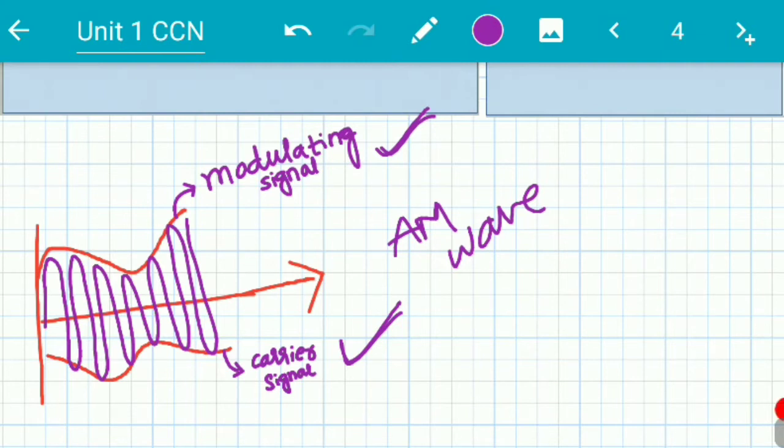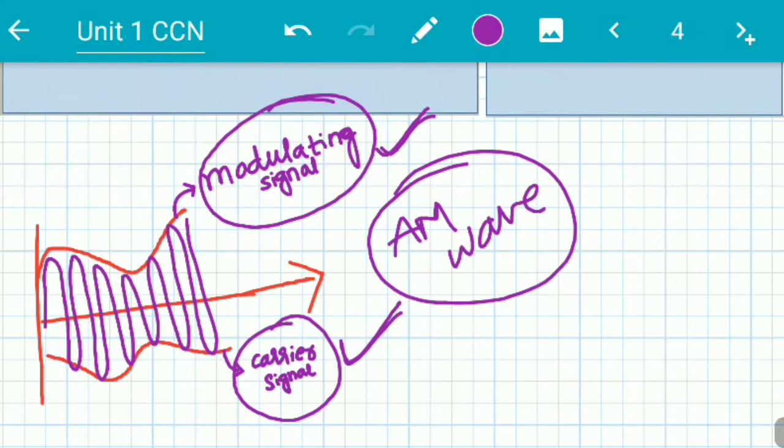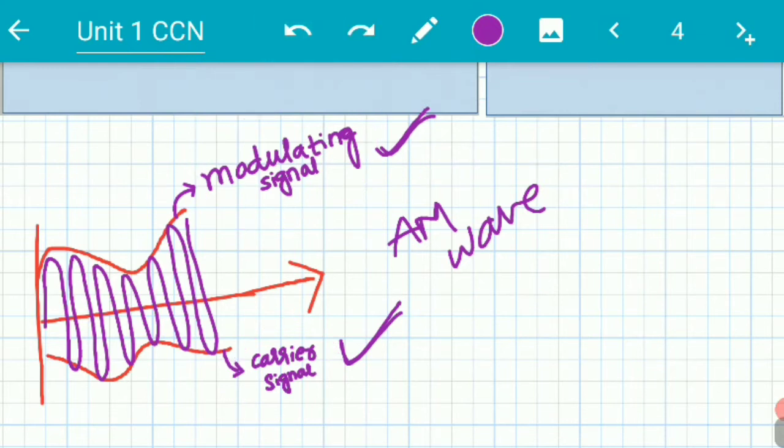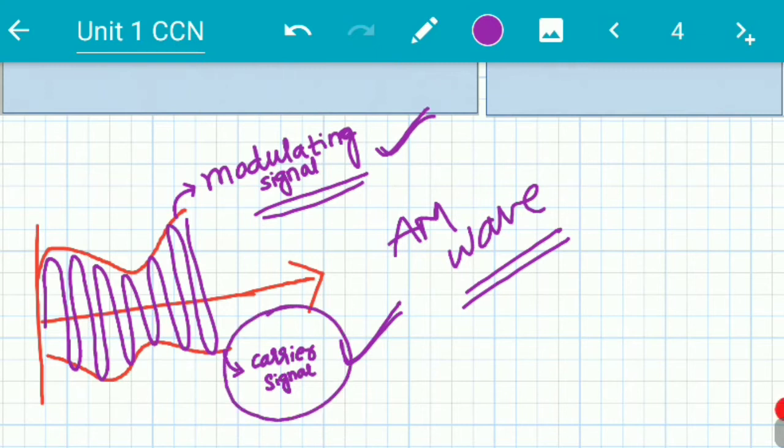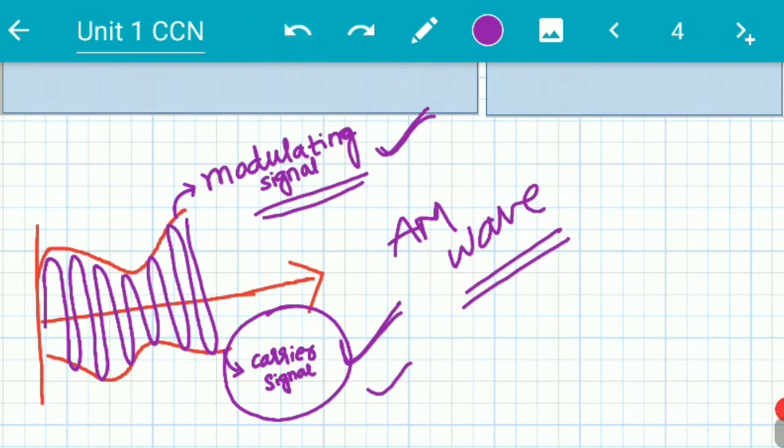In the process of demodulation, we recover the modulating signal, and we discard the carrier signal from the amplitude modulated signal. I repeat, we recover the modulating signal from the modulated signal, discarding or removing or neglecting the carrier signal. This process of recovering the modulating signal from the modulated signal, leaving the carrier signal, is what we call demodulation.